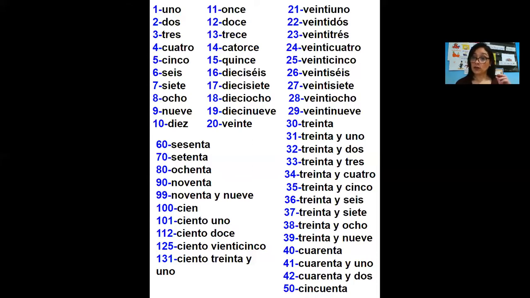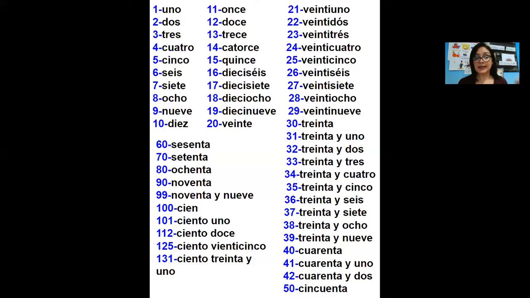Now, the takeaway is from 31 to 99, we connect the tens and ones place with that letter Y. It changes from the 21 to 29 where we used an I, and from 16 to 19 where we used an I. Notice that 16 to 19 is one word, a compound word connected using the I. But then from 31, we have two number words with the letter Y, which is the word and, Y by itself, E in Spanish. Let's look at 100. To say the word 100, cien.